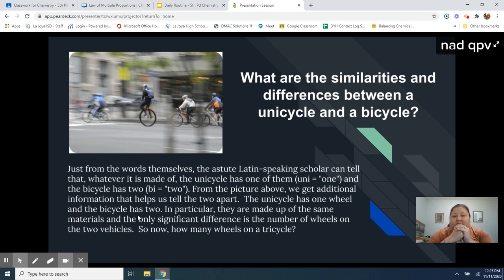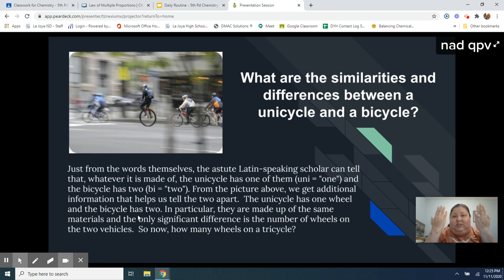Now they're telling us, and you can tell from the picture that's in the slide, that a unicycle has one wheel, a bicycle will have two wheels, and a tricycle will have three wheels, right? And why is it part of our introduction today? Well, the law of multiple proportions says that if you have a pair of elements, you can make different compounds by having different proportions of each element.